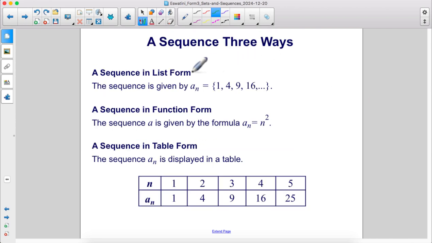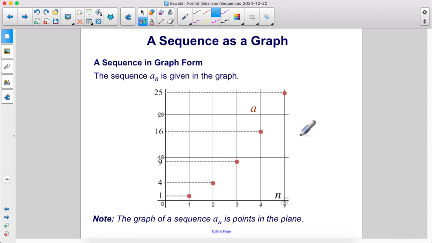A sequence in list form looks like this: 1, 4, 9, 16, and so on. A sequence in function form would look like this: n squared. A sequence in table form would look like this. We would have the n values, the number of the term, like the first term, second term, third term, and then a sub n is what that term in the sequence actually is. Shown here is the sequence given in graph form. So the first term is 1, the second term is 4, the third term is 9, and so on.